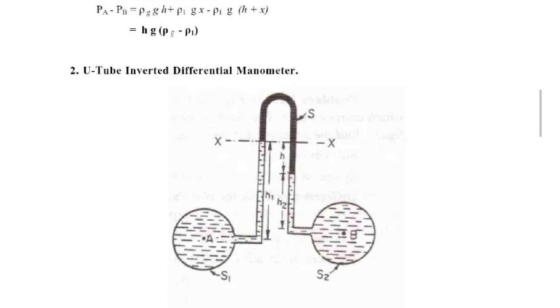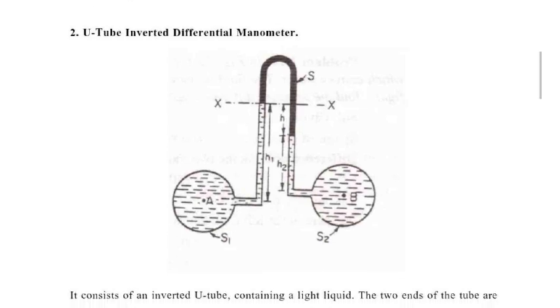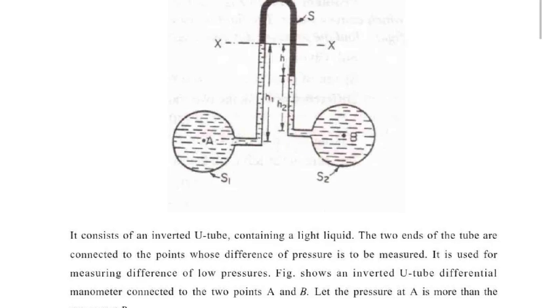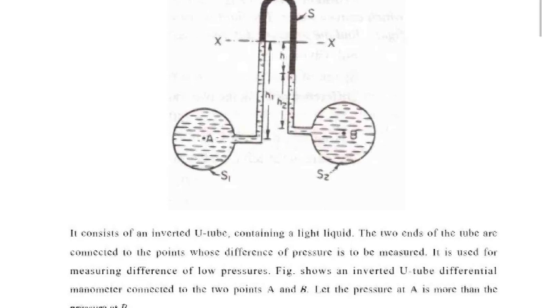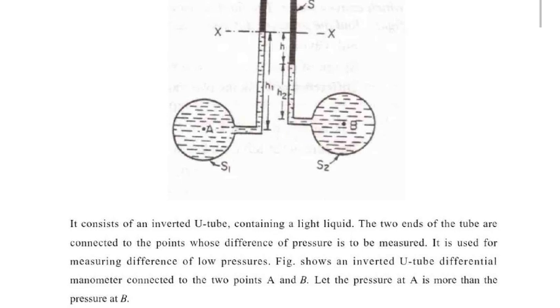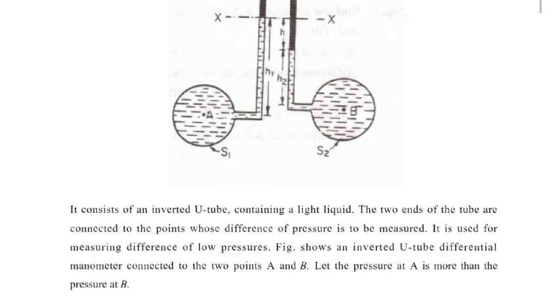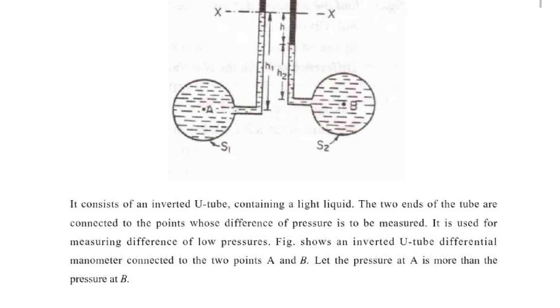This is the inverted U-tube manometer. It looks like an inverted U-tube manometer. It consists of an inverted U-tube containing a light liquid. The two ends of the tube are connected to the points whose pressure is to be measured. It is used for measuring differences of low pressure. So the inverted U-tube differential manometer is connected with points A and B.